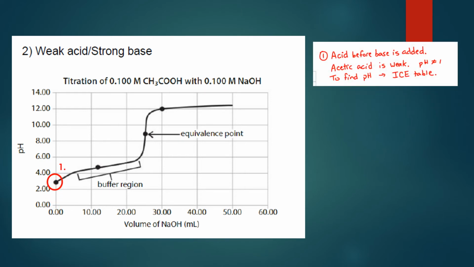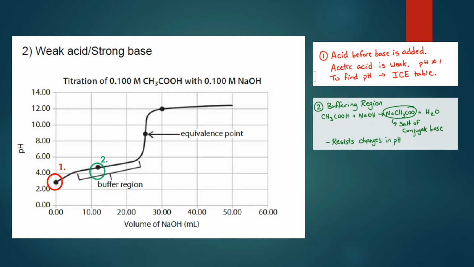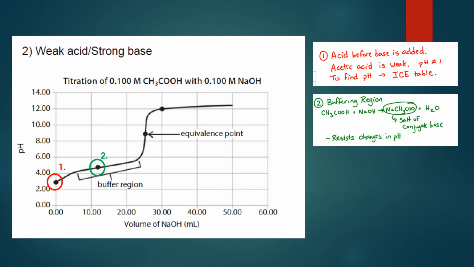Our first point is the same as a strong acid, strong base titration. This is the acid before the base is added. Because this is acetic acid, a weak acid, we actually have to use an ICE table to find the pH in this particular question. The second region here is our buffering zone. When we add sodium hydroxide to acetic acid, we actually create the salt of the conjugate base. So we're creating a buffer solution in here, and that is going to resist changes in pH. That's why our curve looks a little bit different.